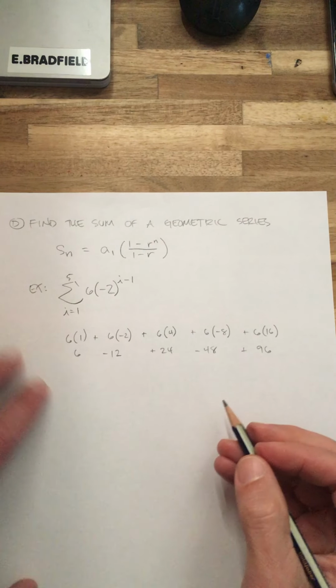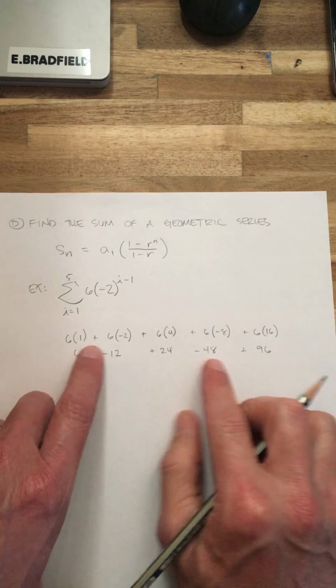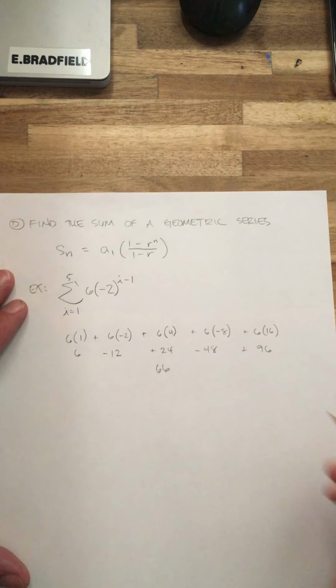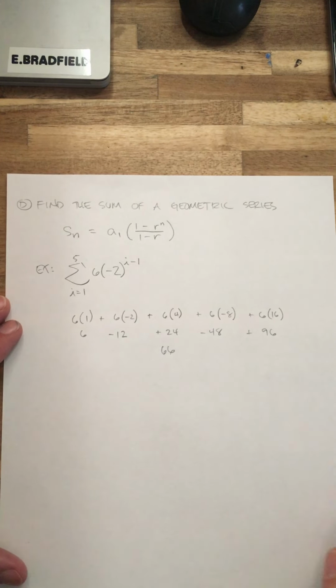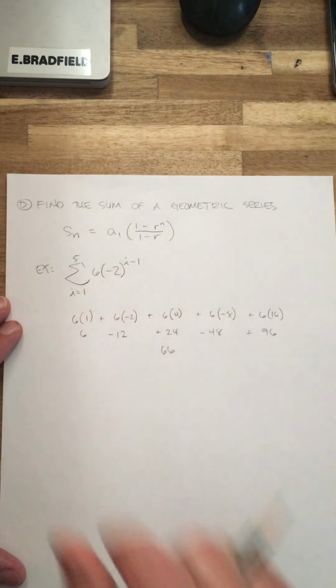Then we can add all these together. This is 30, this is minus 60, so that's negative 30, and take 30 away from 96, so we get 66. That's what it's going to equal. We know it's going to equal that. Now let me use the formula.